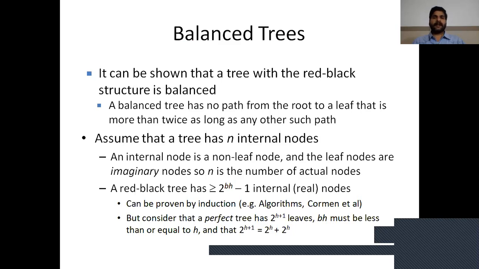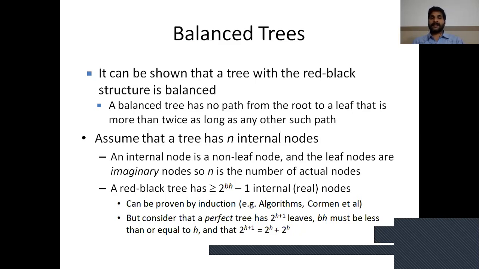According to the balanced tree definition, it is shown that a tree with red-black structure is balanced. A balanced tree has no path from the root to a leaf that is more than twice as long as any other such path. So assume that a tree has internal nodes, that is, non-leaf nodes. The leaf nodes are imaginary nodes. So n is the number of actual nodes.